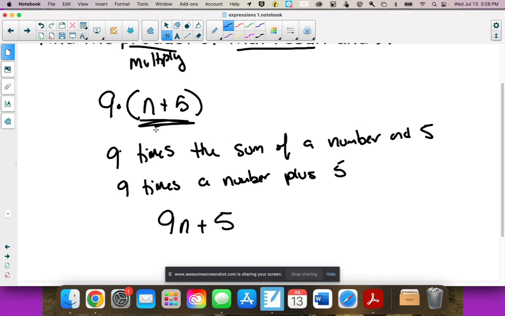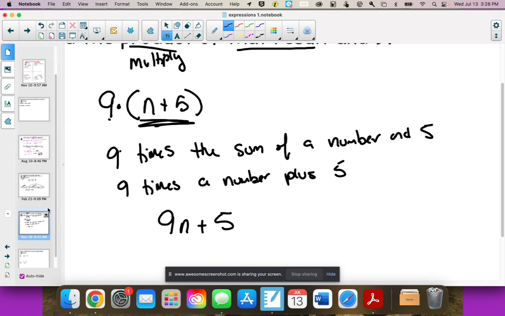Okay, if you see the parentheses like that, you need to understand that you're doing this first, right? So this is the sum of a number and 5 multiplied by 9. Or find the sum of a number and 5, then multiply by 9. Something to that effect. You have to show that you are pausing and that you're using parentheses, and it's two totally different operations.